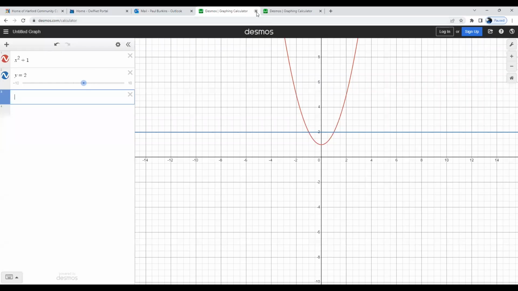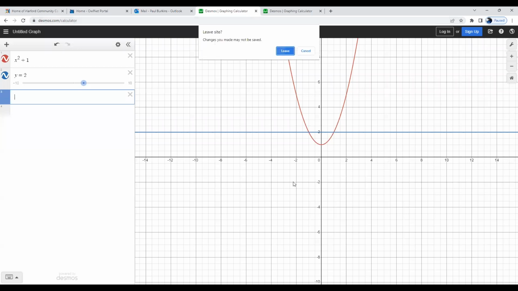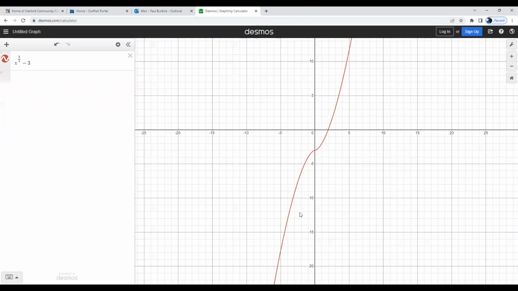All right, so the graph is here. This function clearly passes the horizontal line test, and therefore it does have an inverse, which we should have done to start, because that tells us to continue. All right.